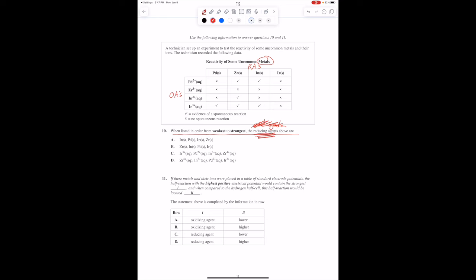So I'm going to just look for check marks, okay? So 1, 2, 3, that's my strongest reducing agent on a chart. Reducing agents are down this way. Anyway, I'm going to do it this way. So, oh man, I'm already done. Oh wait, from weakest to strongest. Okay, never mind, I'm not done. Okay, so my strongest one goes here. Let's make that look nicer.